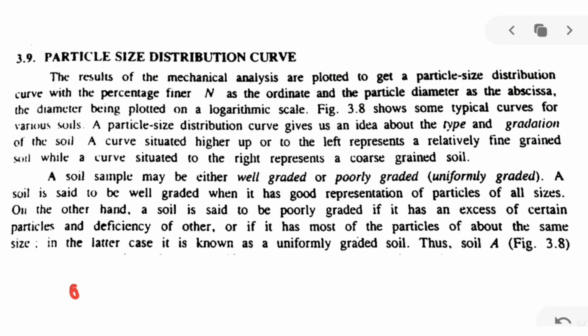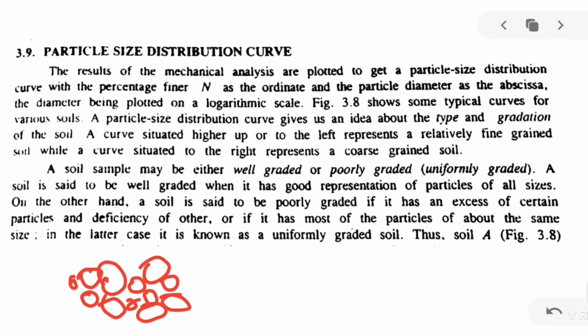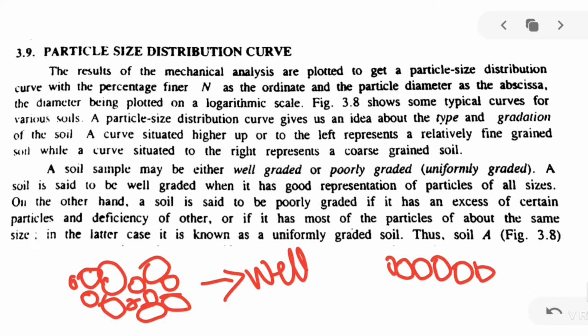Well graded means it has smaller particles and also other sized particles. So there is a size variation between the soil particles. They easily get bonded and they arrange well. Therefore, this is well graded. For poorly graded, all the particles are more or less of the same size. Therefore, they don't form a good arrangement between the soil particles. There is no good bonding between them. Therefore, that soil is called poorly graded soil.